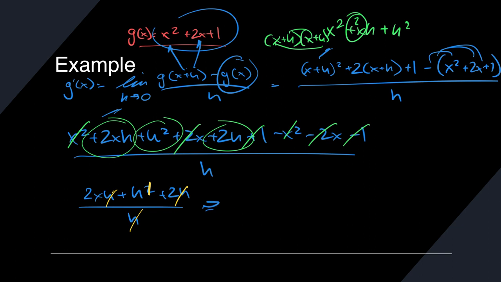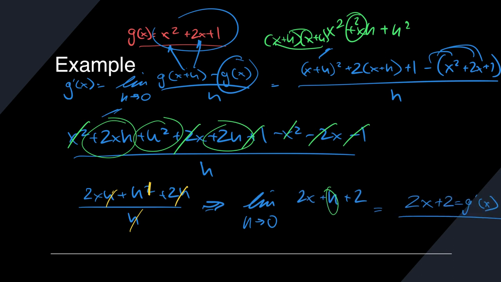Now I'm going to use an arrow here because I want the limit of what's left, 2x plus h plus 2, as h, oh sorry, we're not over h anymore. We already factored it out. As h goes to 0. Well, because this expression is defined at h equals 0, I can just replace all the h's with zeros, and what I'm left with is 2x plus 2 equals g prime of x.